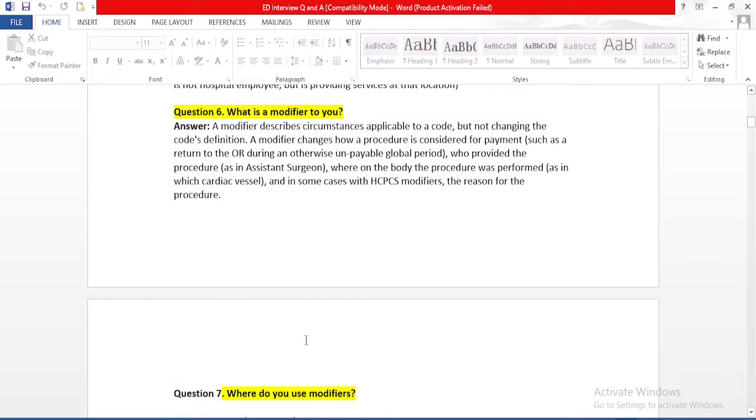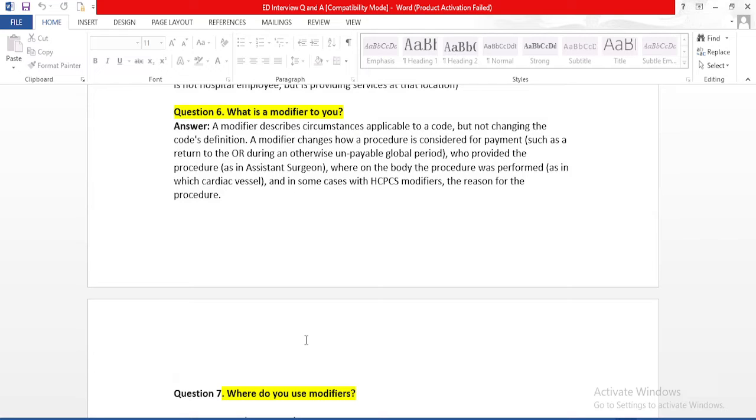Next question. What is a modifier to you? A modifier describes circumstances applicable to code but not changing the code's definition. Based on the situation or payer requirements, we need to add the modifier to the CPT code. This modifier will not change the code description or definition, but it will provide additional information regarding that procedure.